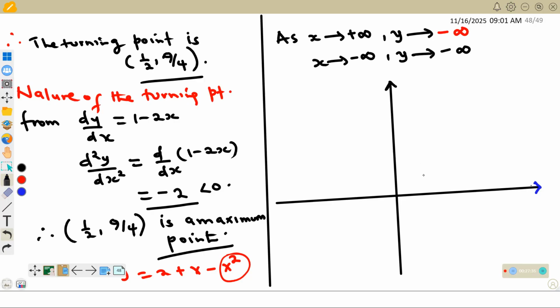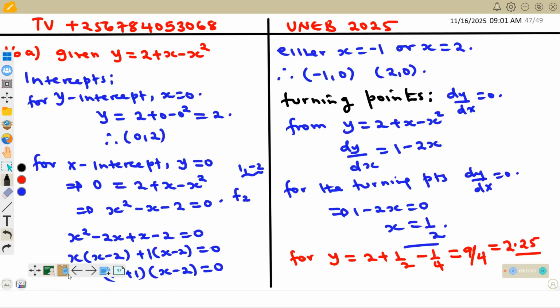So we shall first of all put in our intercepts. We have our intercepts here: 0, 2; negative 1, 0; and 2, 0. So we shall substitute for these in our diagram.